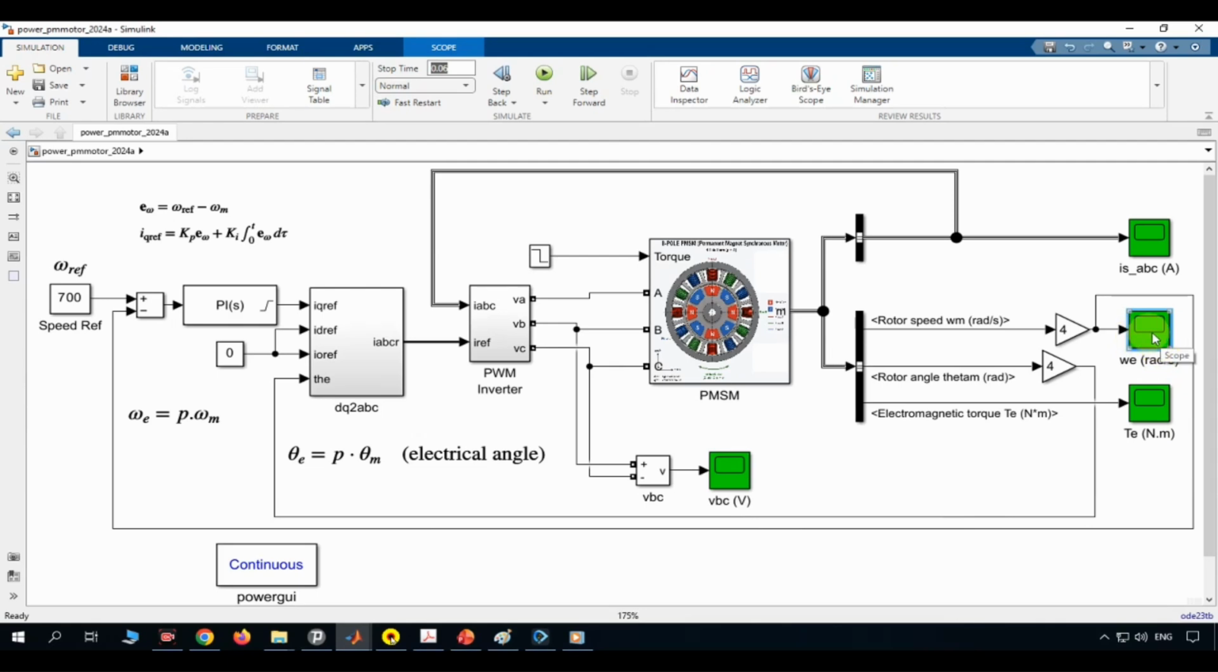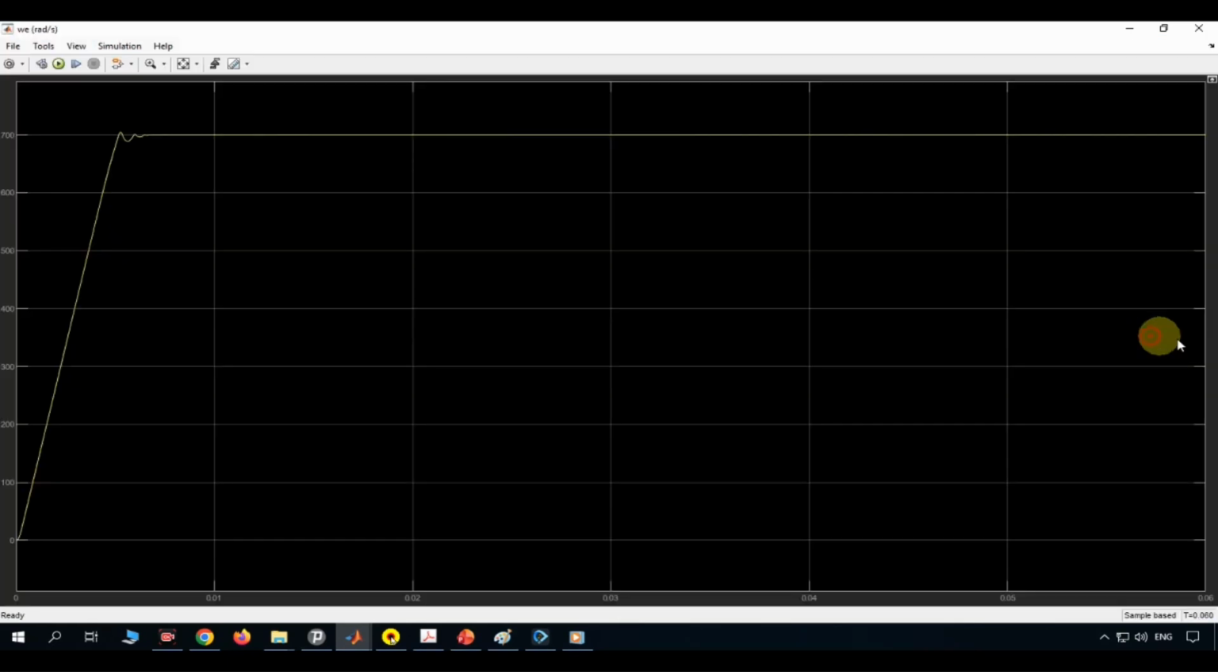The middle scope shows the electrical rotor speed, omega e, starting from 0. The speed rises quickly, since the motor is producing high torque against very low inertia. It reaches a small overshoot of about 2% before settling at approximately 2,800 radians per second. That's 4 pole pairs times a mechanical speed of 700 radians per second. The flat, steady line confirms that the PI controller eliminates steady-state speed error.